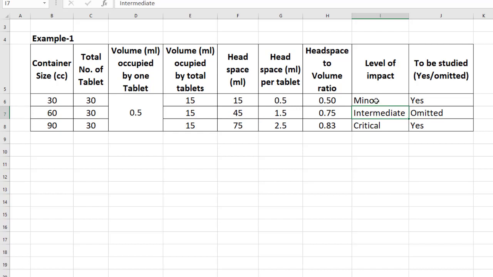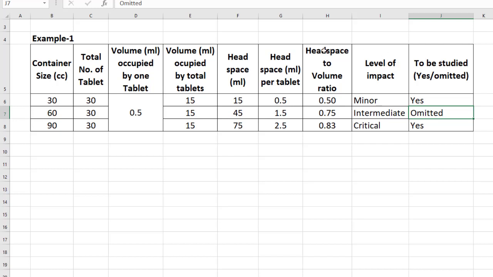So according to this calculation, you can easily understand that the 30 cc and 90 cc containers are at the extremes, and hence they need to be tested as per your bracketing plan, and the 60 cc container can be excluded or omitted.